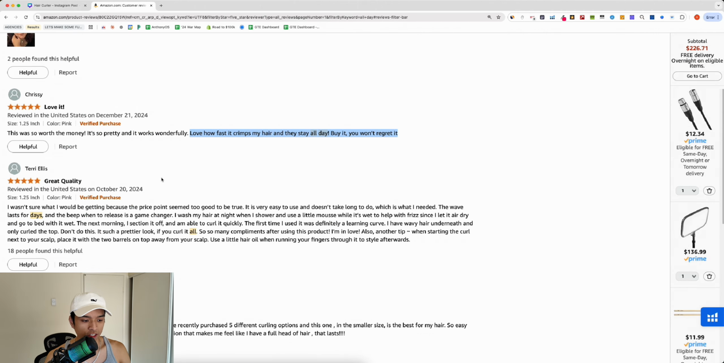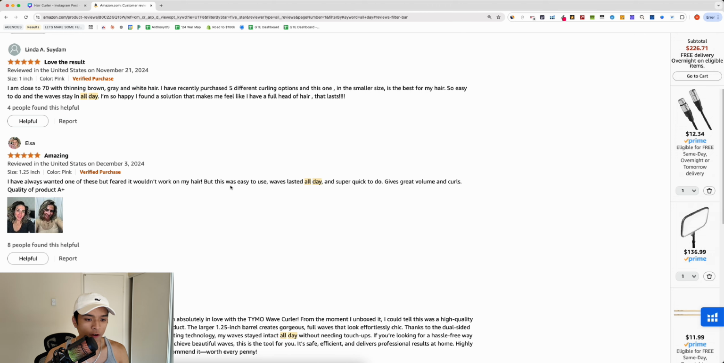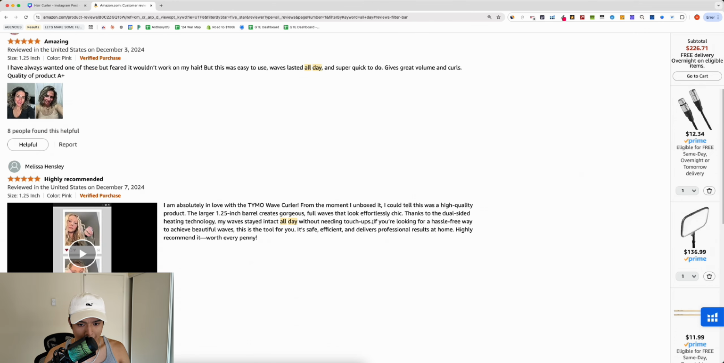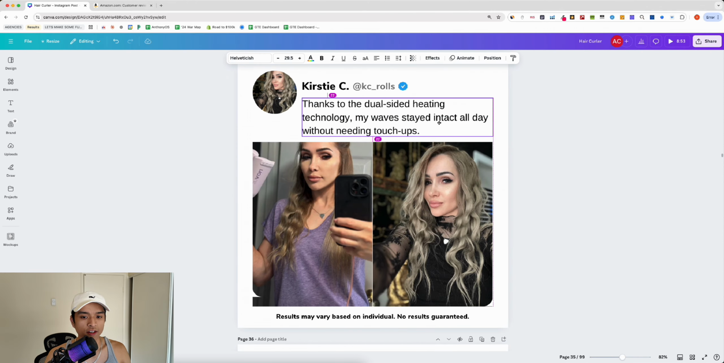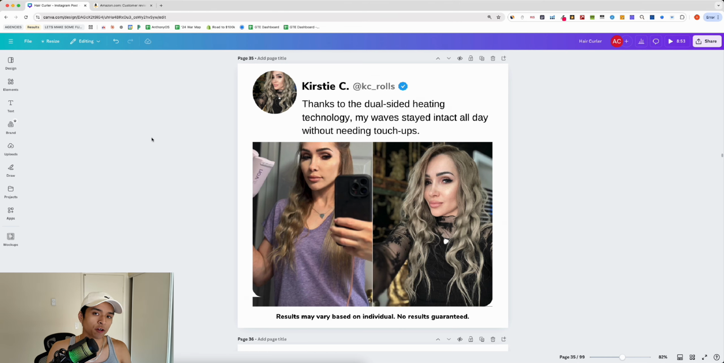Let's say we still want to tackle the same angle. Let's keep going and see if there are other variations of ways that people talk about the specific angle that are unique to this audience. So, boom, let's grab this. "Thanks to the dual-sided heating technology, my wave stayed intact all day without needing touch-ups." As a guy, especially if you're a guy marketing these products, you're probably not even going to know touch-ups as a word. You're probably not going to know that women have to touch up their hair afterwards. You're probably just going to think, oh, they want it to last all day, but you're not going to know why. And that's why you need to go to the reviews and have your customers do the marketing for you.